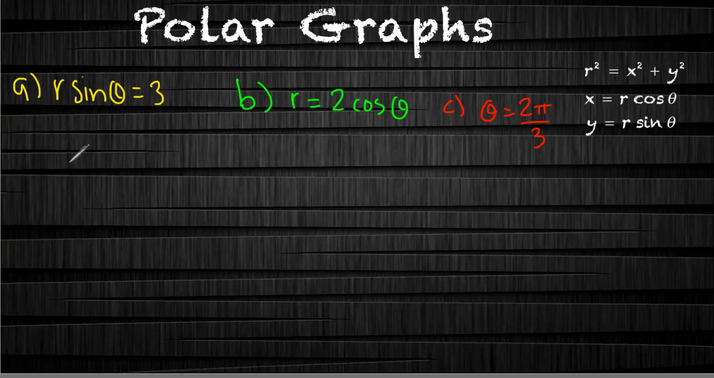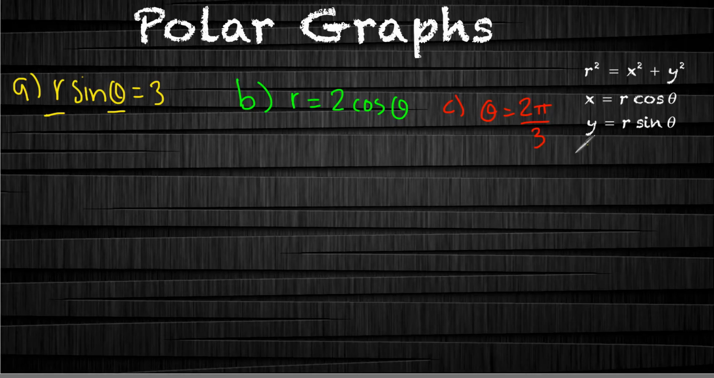All right, so now we want to go backwards. We are given equations that are in polar form. We know that because there is an r and there is a theta, and we want to go backwards and go to rectangular form.